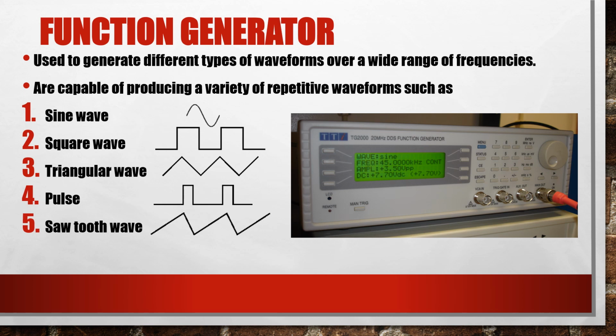Next is sawtooth wave. Again, this is a triangular waveform but with the rise edge of the waveform faster or slower than the fall, making a form of shape similar to a sawtooth. These waveforms can be either repetitive or single shot. Function generators are used in the development, test, and repair of electronic equipments.